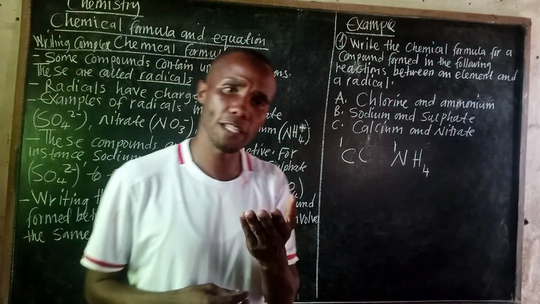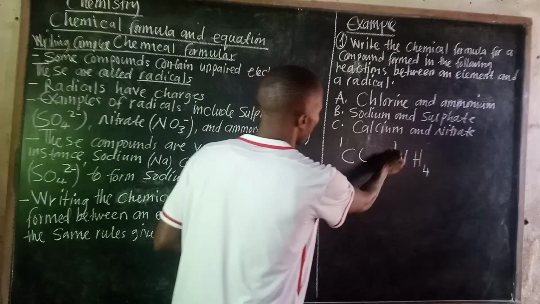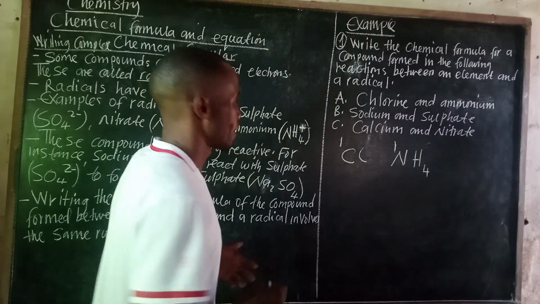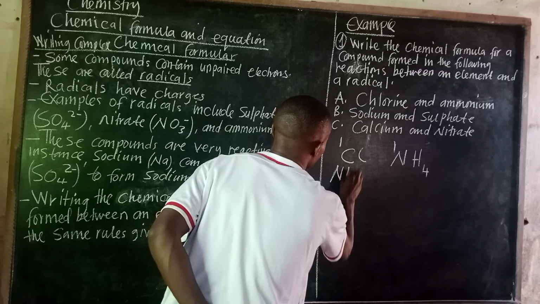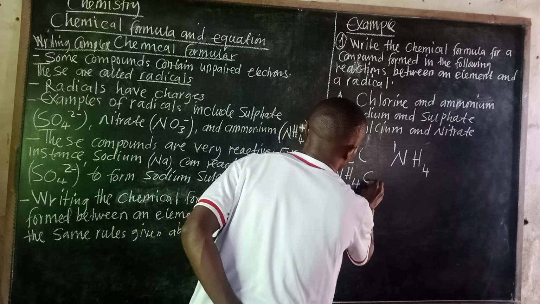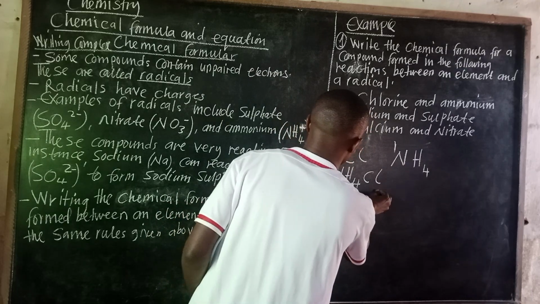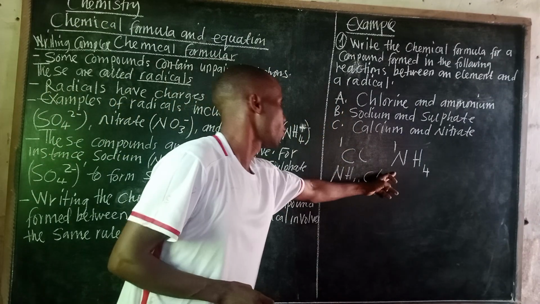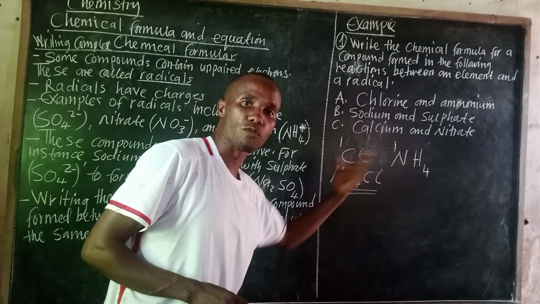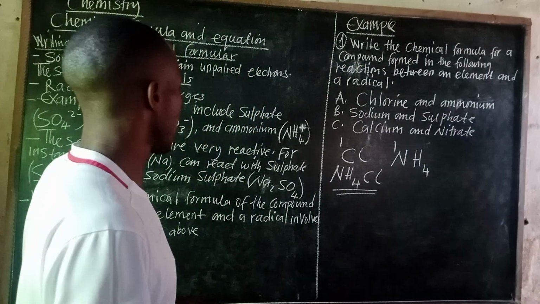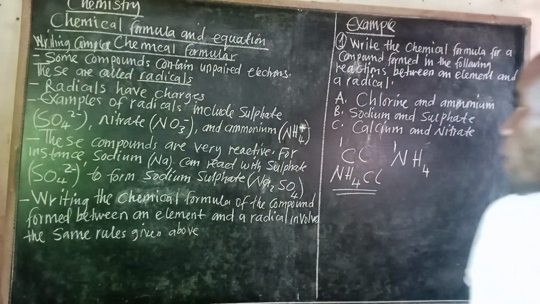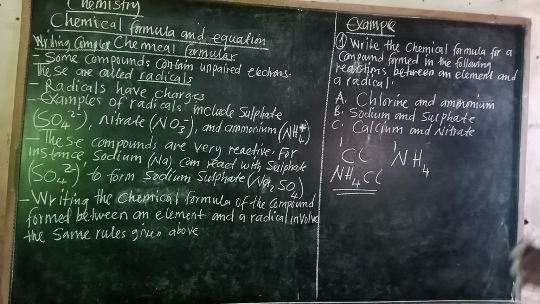Then from there, we follow the same rules. When you cross multiply these, we are going to have ammonium chloride. We can start with ammonium. Ammonium chloride is going to be our answer. We just cross, this one comes here and this one comes there, and it still remains the same. So we have just written the chemical formula for the reaction between the radical and the element.